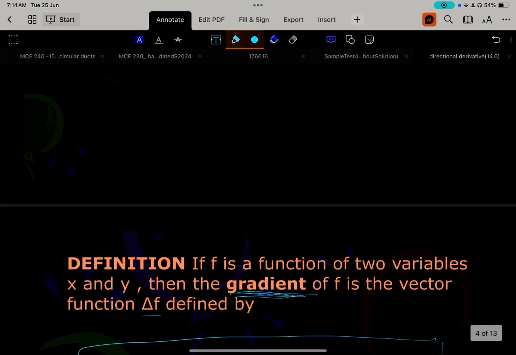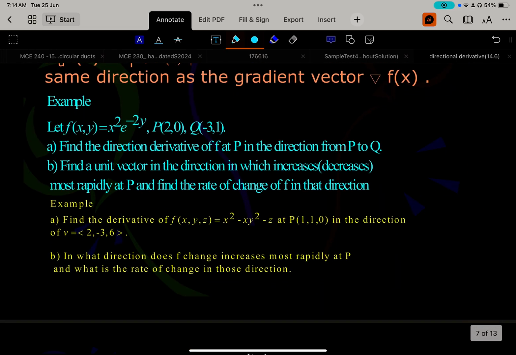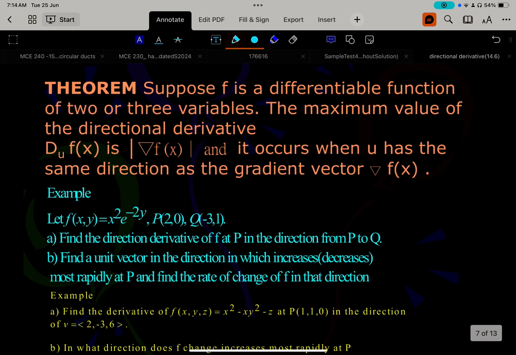Okay, now going to our next topic. Here it's a theorem. Suppose there is a function f that's differentiable of 2 or 3 variables. So we can say that the maximum value of the directional derivative D_u f(x) is the absolute value of the gradient, and it occurs when u has the same direction as the gradient vector.